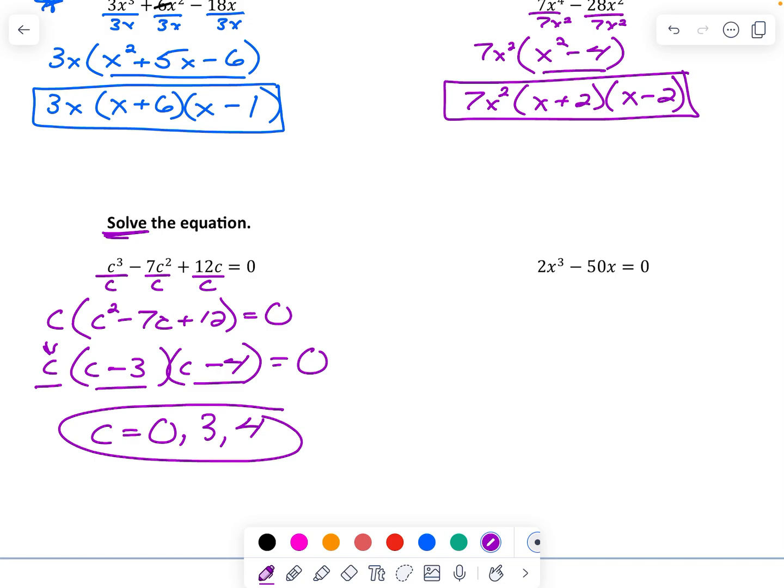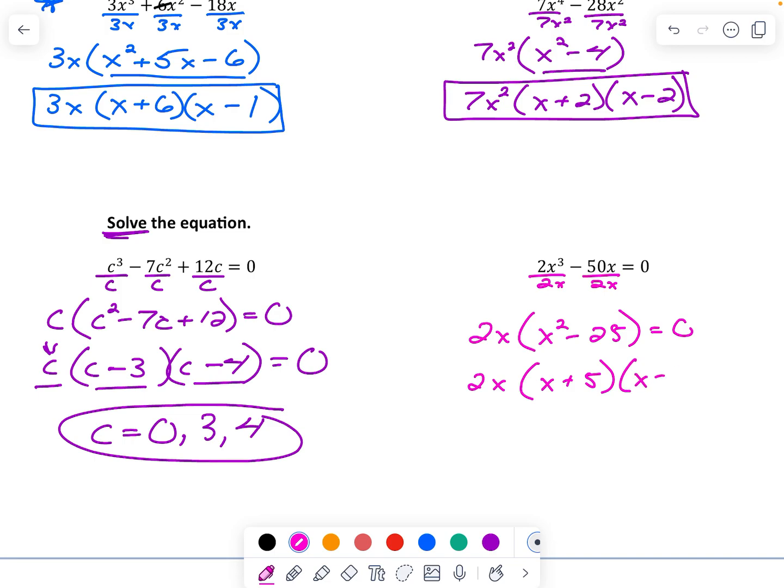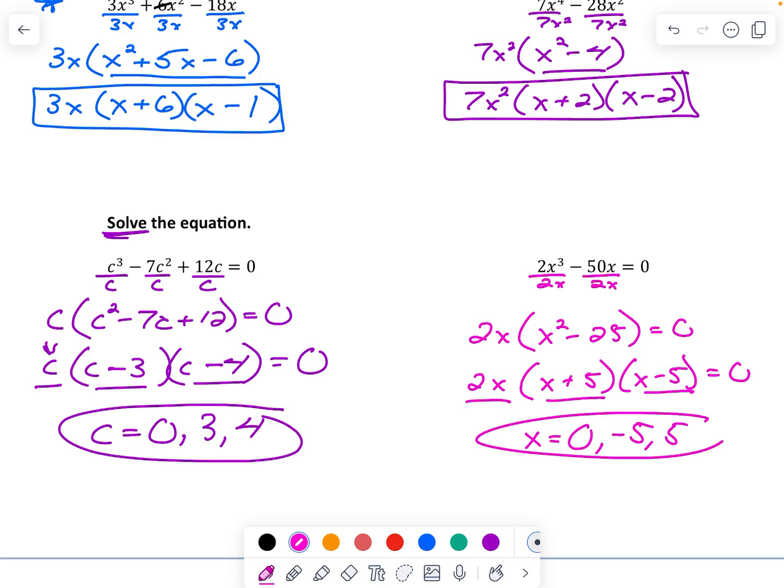Finally, greatest common factor, 2x. That's going to leave us with x squared minus 25. And then that's going to give us x plus 5, x minus 5. Setting each term equal to 0, we're going to get x equals 0, negative 5, and positive 5.